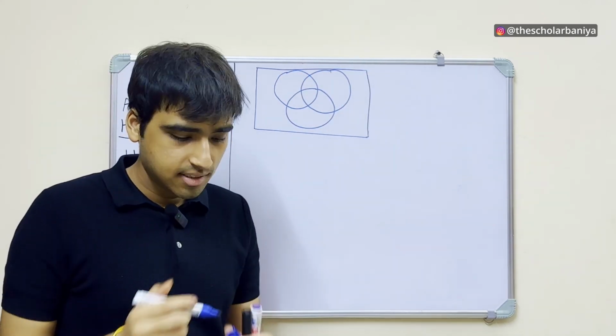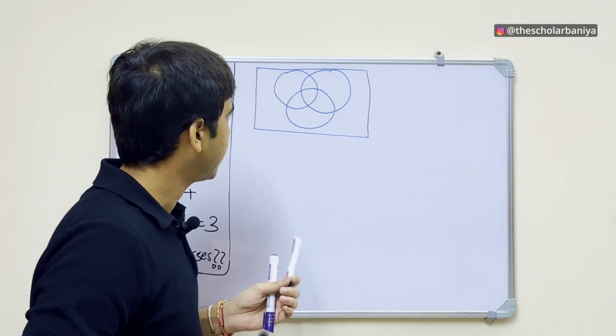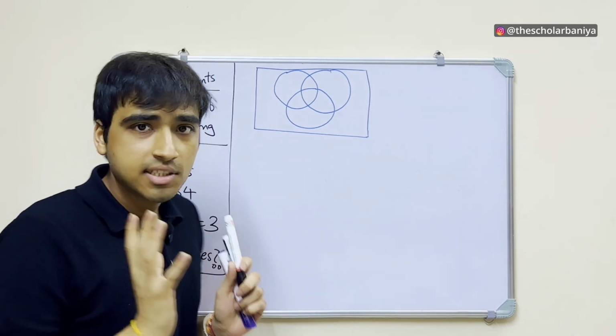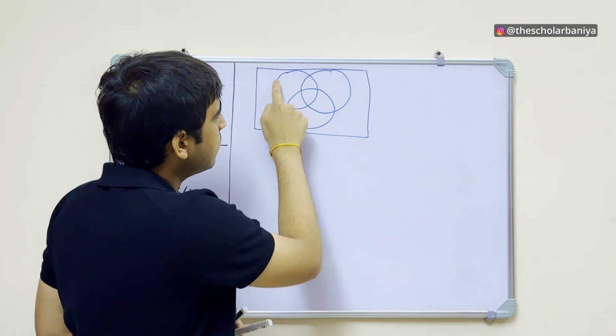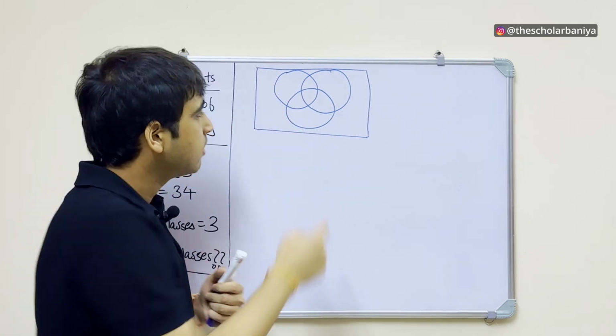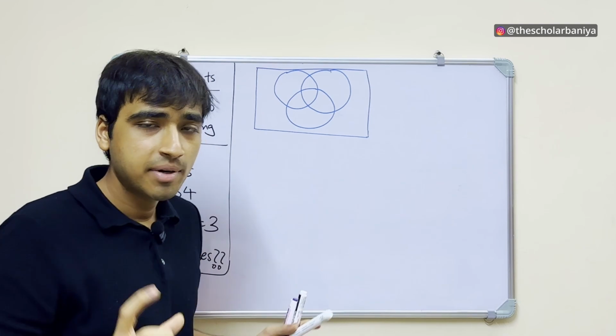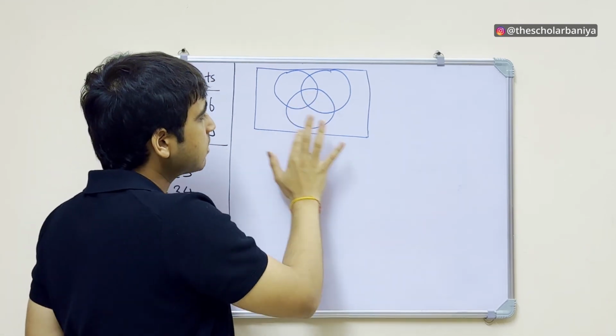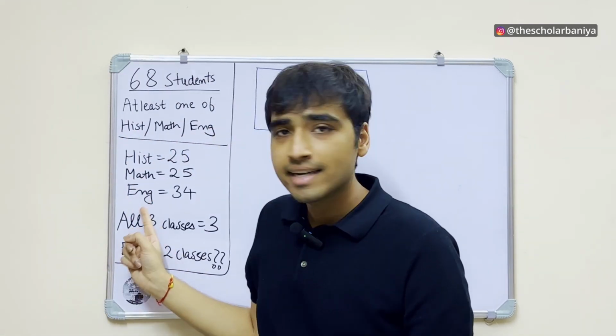I hope this is visible clearly, right? So now this is a Venn diagram in which this circle 1 is used to represent history, the second circle is used to represent math, and the third circle is used to represent English, right?